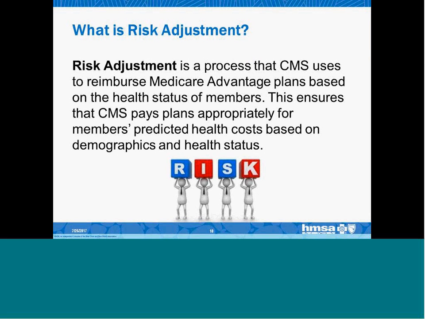So what is risk adjustment? In a nutshell, it's the process that CMS uses to reimburse Medicare Advantage plans based on the health status of members. This ensures that CMS pays plans appropriately for members' predicted health costs based on demographics such as age and gender, and health status such as claims data.